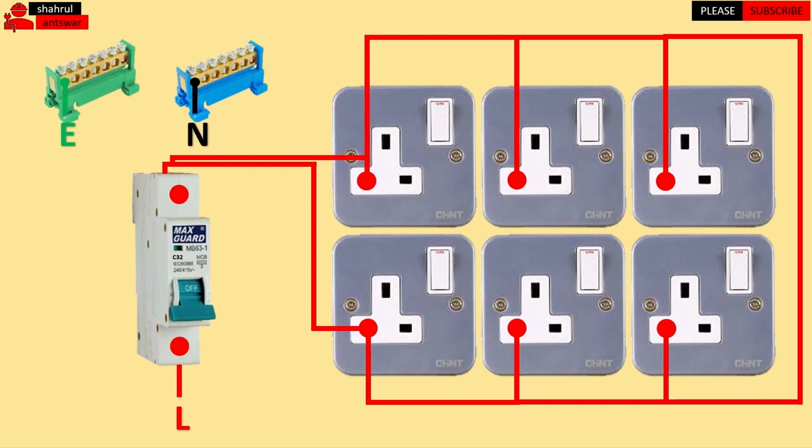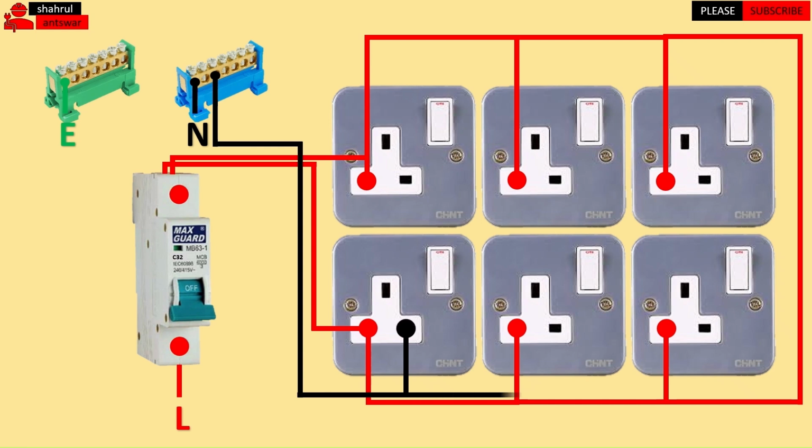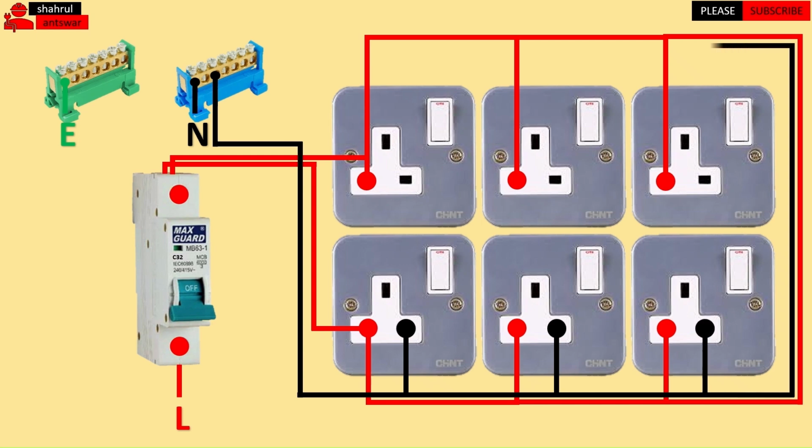By making this ring connection, the number of outlet sockets in one circuit can be increased to a maximum of 6 units. The advantage of using this ring connection is that if one cable breaks, the other outlet sockets can still be used. This is because the ring connection allows current to flow from both directions in the circuit.